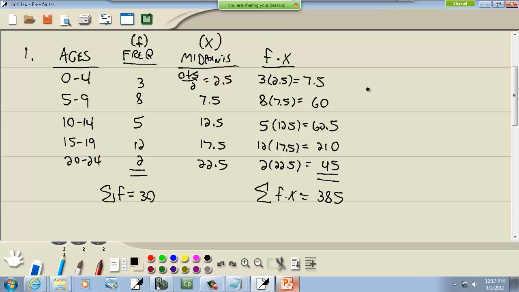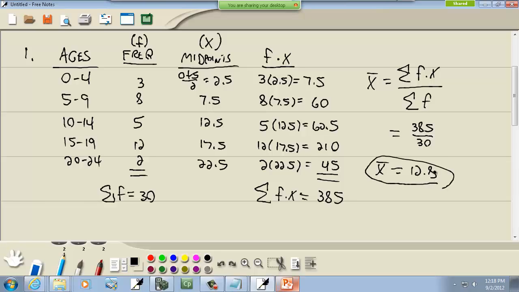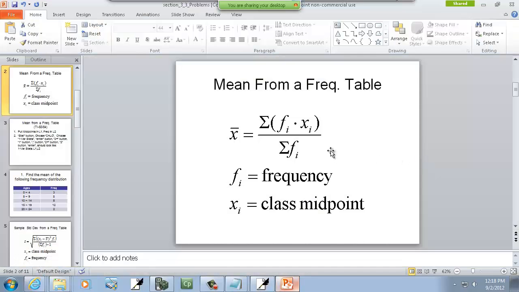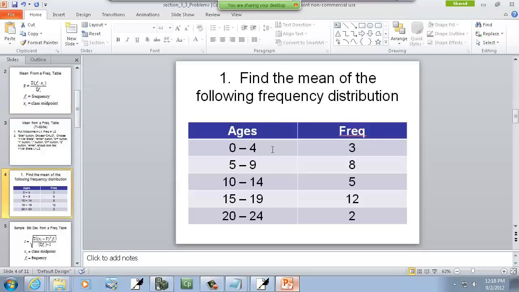So let's plug it into our formula. x bar is equal to the sum of f times x over the sum of f. So that'd be 385 over 30. 385 divided by 30, taking it to one decimal place, we get 12.8. And that'd be our mean. Sample mean, population mean, same difference. Okay, so that's how we did this one by hand.